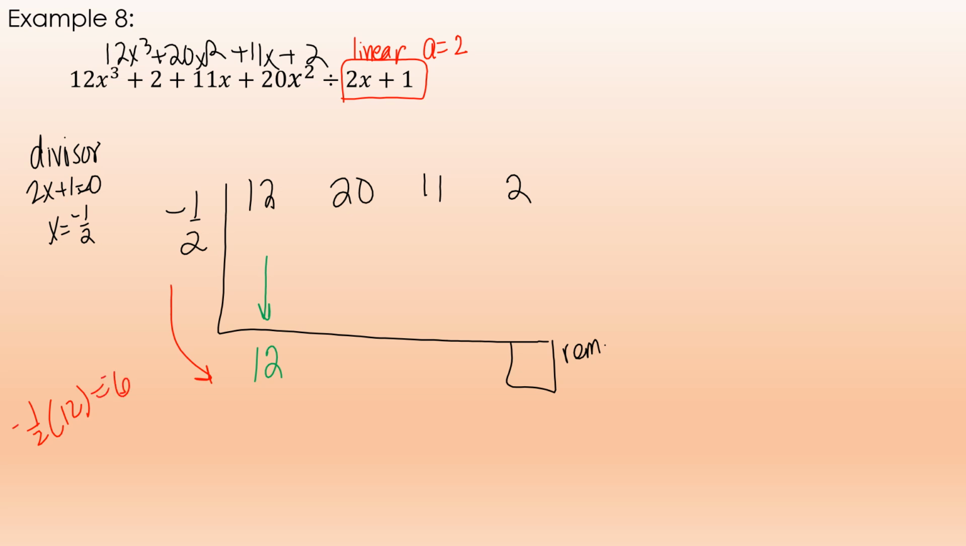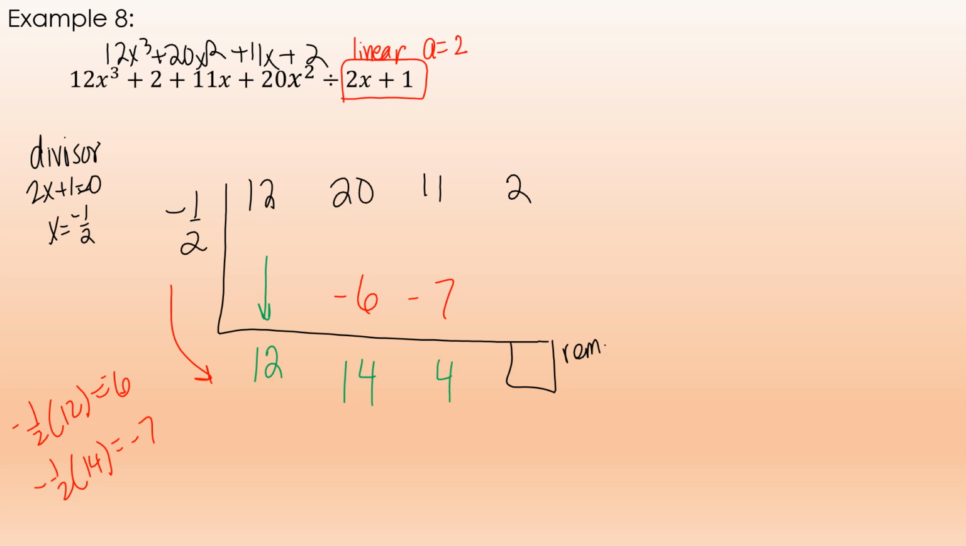6, so that would be a negative 6. Okay, negative 6. Add that to your next column. 20 minus 6 is 14. All right, what is negative 1/2 of 14? That's right, negative 7. So then I'm going to put in a negative 7 in the next one, and when I combine those, 11 minus 7 gives me 4.